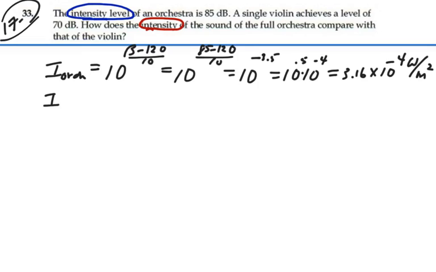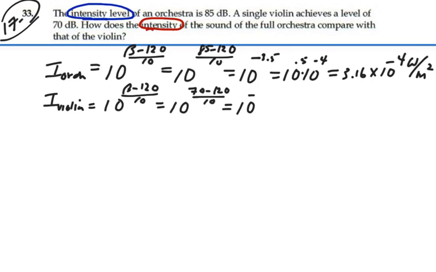The intensity of a single violin is 10 to the beta minus 120 over 10, which in this case would be 10 to the 70 minus 120 over 10, which is going to be 10 to the minus 5 watts per meter squared.